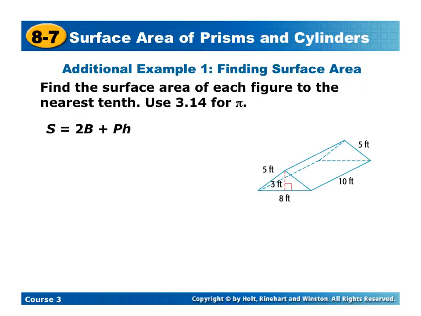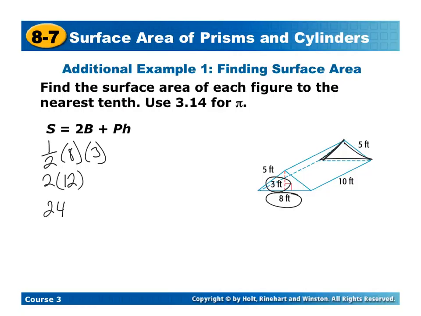So let's find the area of this triangular prism. Because it's a triangle, we're going to do 1/2 times the base of the triangle, which is 8, times the height of the triangle, which is 3. So 1/2 of 8 is 4, times 3 is 12, but there's 2 bases, because we also have this triangle. So we're going to multiply that by 2, and we get 24 for 2 times the area of the base.